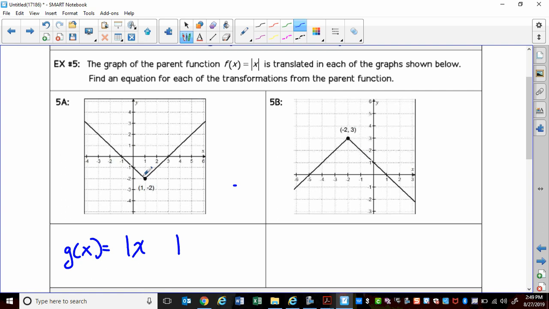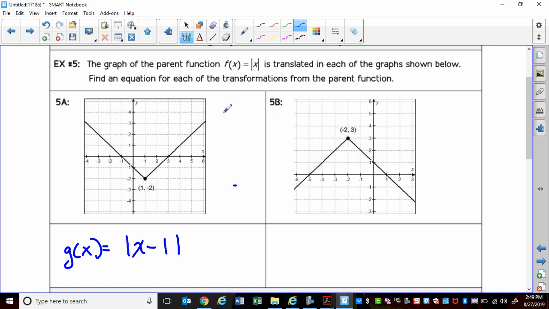I don't know what happened. I need to look at the vertex. I moved it to the right one. Remember that is affecting the x, so we're going to go to the right one, but we do the opposite of whatever's inside the parentheses or inside the absolute value symbol. So instead of going +1, we're actually going to do -1.